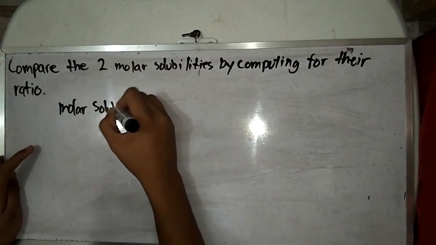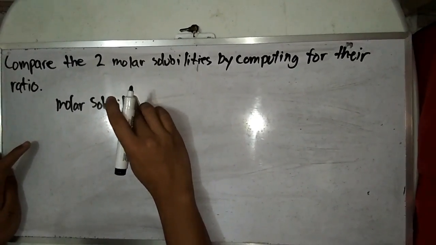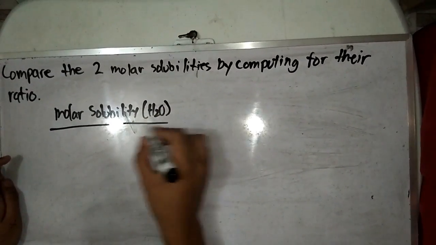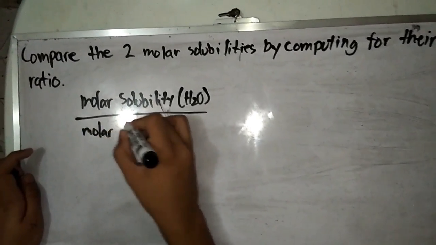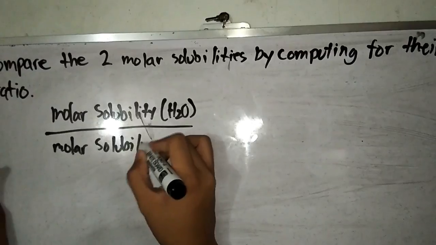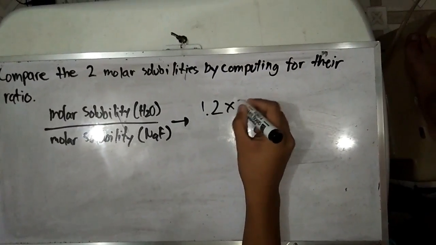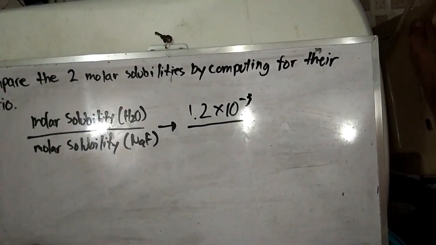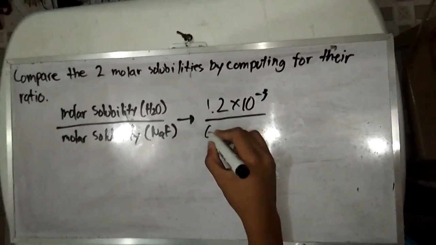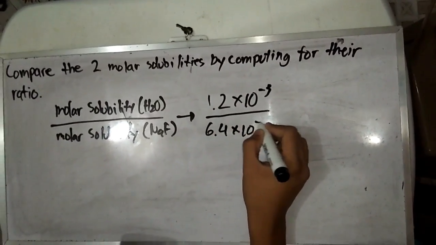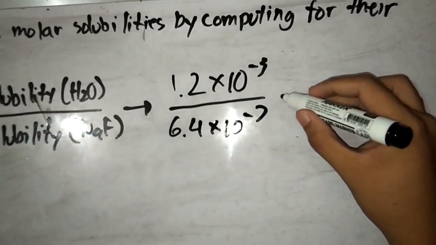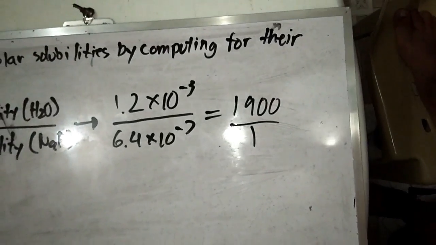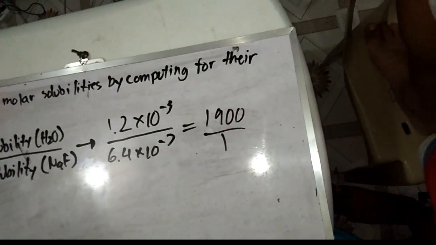Compare the two molar solubilities by computing for their ratio. We would just need to divide the molar solubility of MgF2 in pure water over the molar solubility of MgF2 in NaF. So 1.2 times 10 raised to negative 3 over 6.4 times 10 raised to negative 7 would be equal to 1900 over 1. So that would be the ratio for the molar solubility of MgF2 in pure water over the molar solubility of MgF2 in NaF.